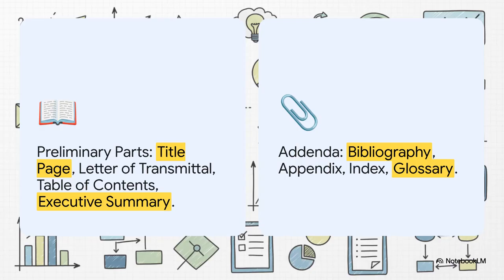I want you to think of these as the bookends of your report. On the one hand, you have the preliminary parts, like the title page and executive summary, that set the stage. And on the other end, you have the addenda, things like an appendix, which provide all the supporting details without cluttering up the main story.